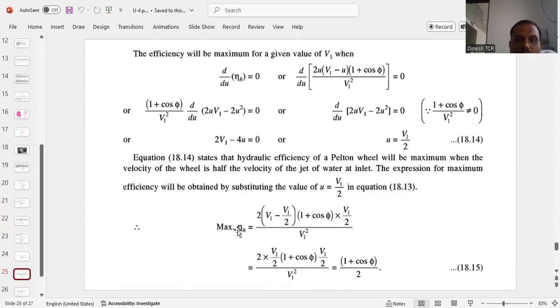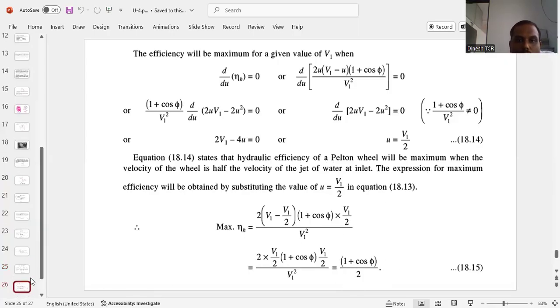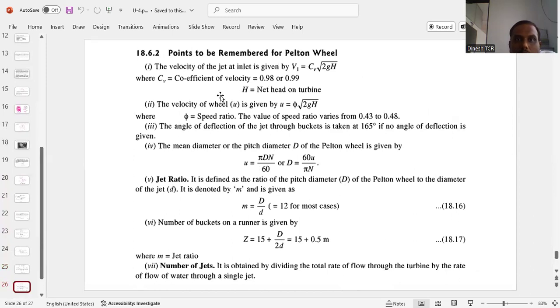So the maximum hydraulic efficiency you will get in terms of 1 plus cos phi by 2. It will be maximum when the velocity of wheel is half the velocity of jet of water at inlet. If this condition happens, the hydraulic efficiency will be maximum. So this maximum efficiency can be found out by using the formula 1 plus cos phi by 2. So these are some of the important points to be remembered for the Pelton wheel.